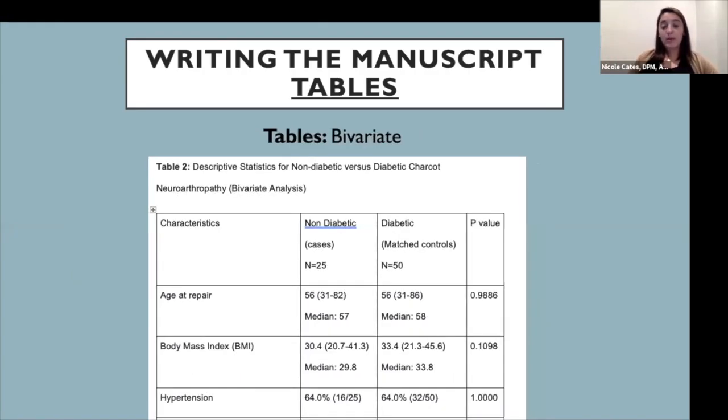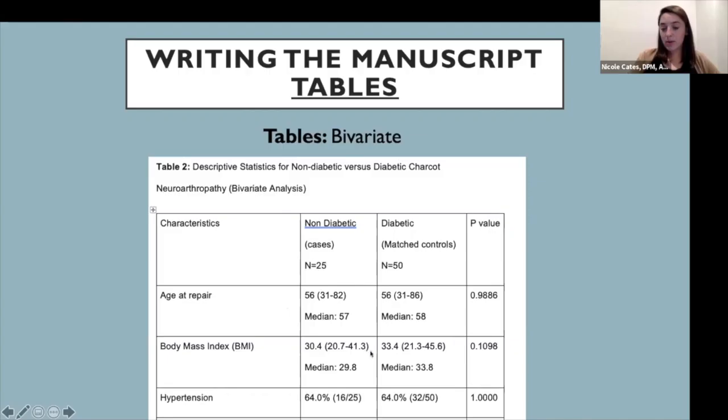Then when you're doing the bivariate analysis, what I was talking about before with the p-values, you want to define that you're comparing the two groups. This is where we're actually breaking down into our tree of comparing patients with and without diabetes. You're comparing their mean age, and they do not have a statistically significant difference in their age.